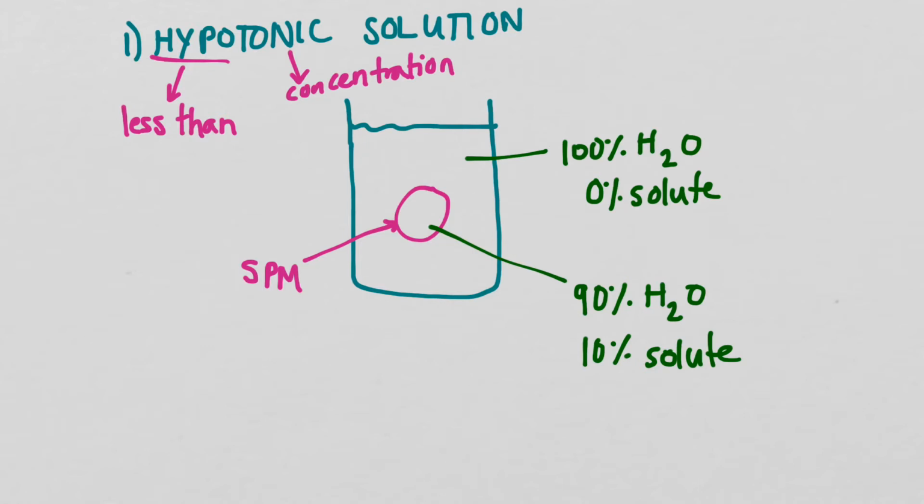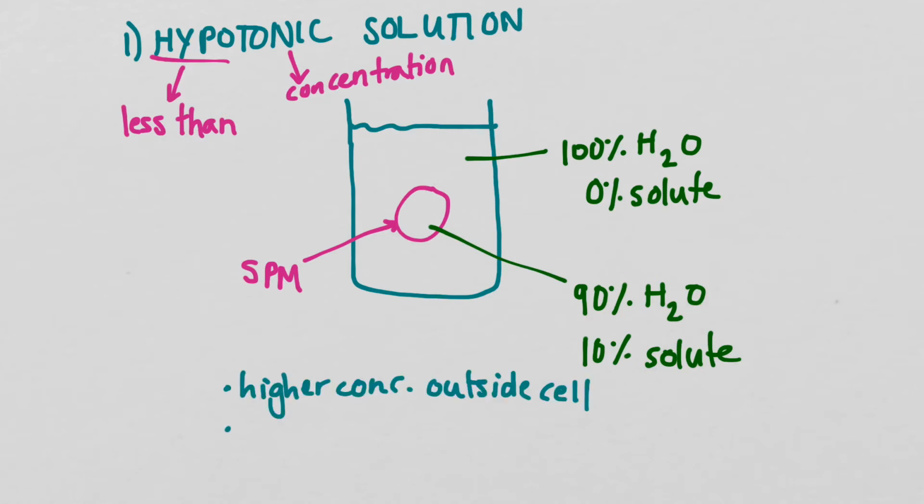And the only thing that can move in this case is going to be water. We know it has the pores there. And the selectively permeable membrane won't allow for the movement of other solutes. So if no solutes can move, then water is going to be the only molecule that can move. And we still have a water concentration gradient. We have 100% water outside the cell, and then we have 90% water inside the cell. So there's a higher concentration outside than inside.